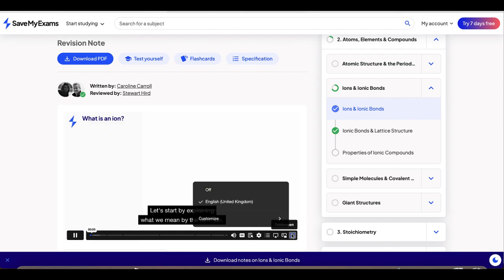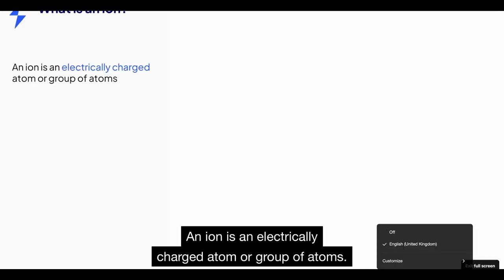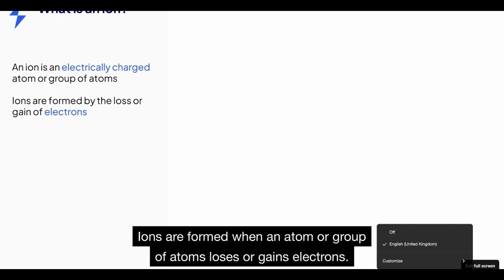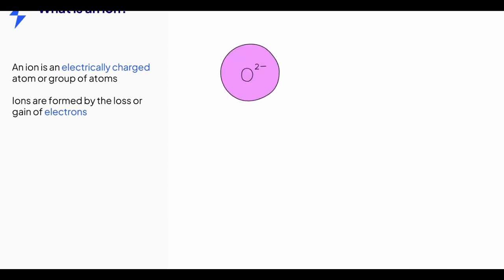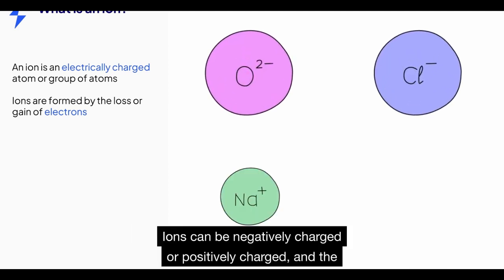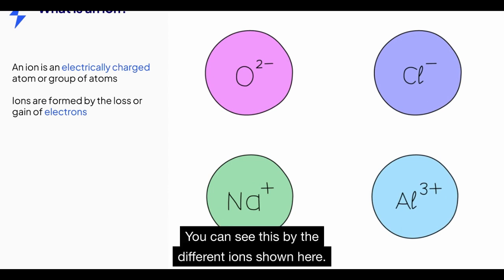Let's start by explaining what we mean by the term ion. An ion is an electrically charged atom or group of atoms. Ions are formed when an atom or group of atoms loses or gains electrons. Ions can be negatively charged or positively charged, and the sizes of these charges can differ. You can see this by the different ions shown here.